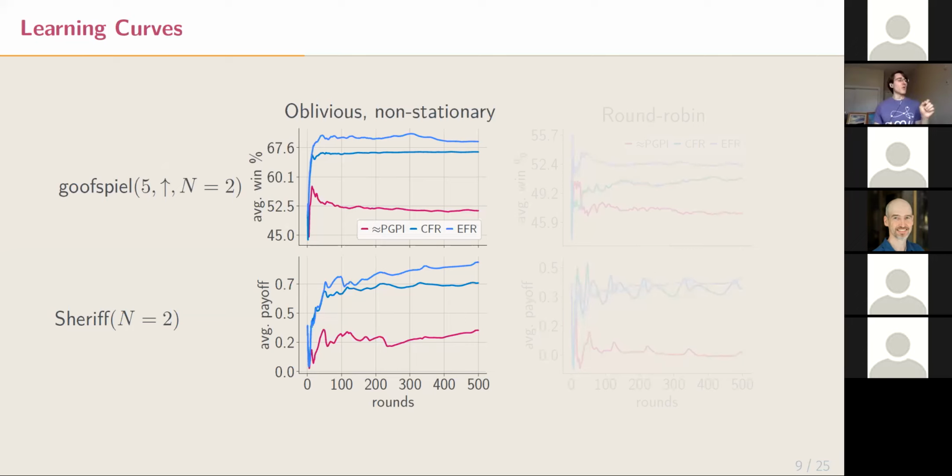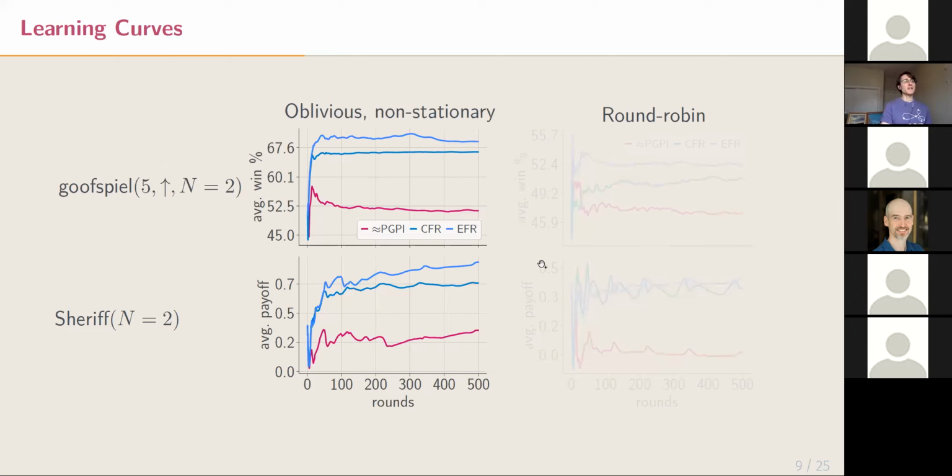So these results alone actually tell you something interesting: even though CFR looks like it's doing a lot better than PGPI, there's actually still some interesting strategic value to the deviations that PGPI is using. And so once we use that in EFR, we get a benefit over both of them.